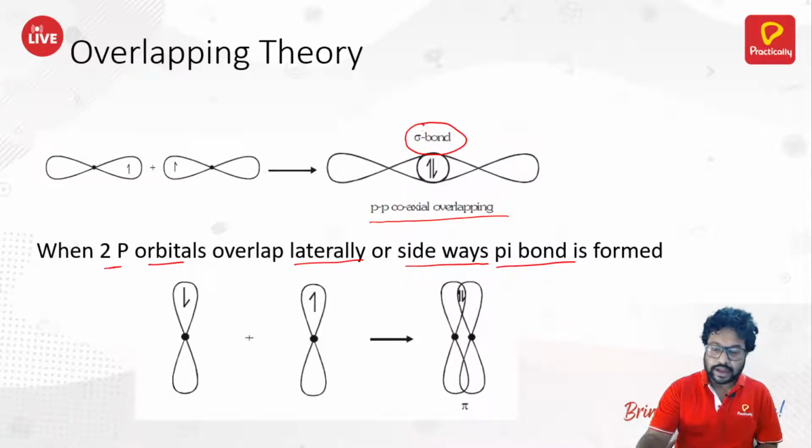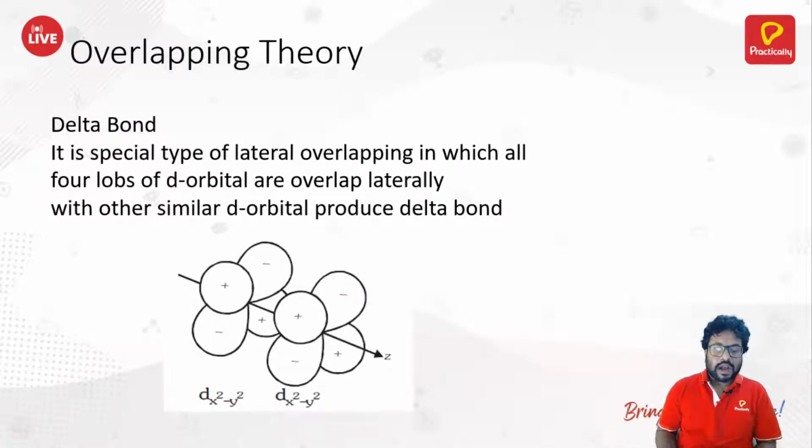Okay, moving ahead. How is the delta bond formed? The delta bond is a special type of bond which has been formed by lateral overlapping of 4 lobes of d orbital. It is a special type of lateral overlapping in which all the 4 lobes of d orbital overlap laterally with another similar d orbital. Obviously that bond is called a delta bond.